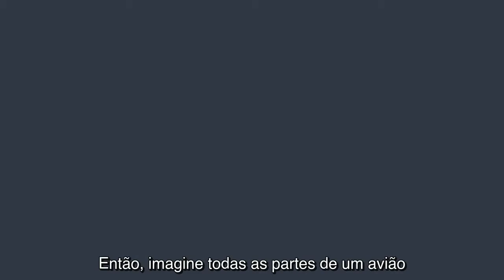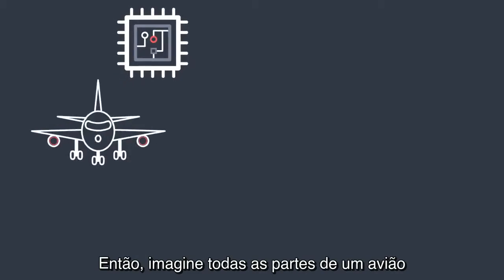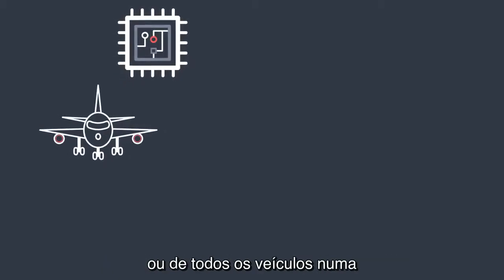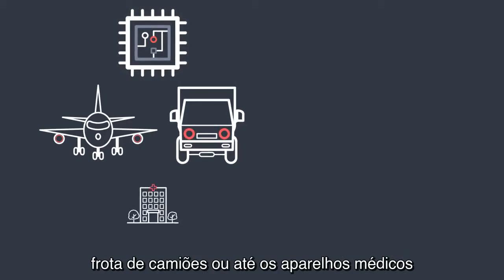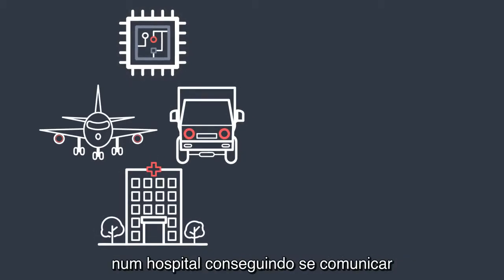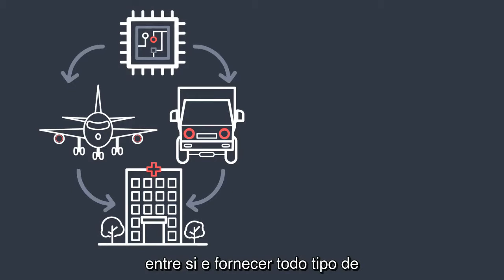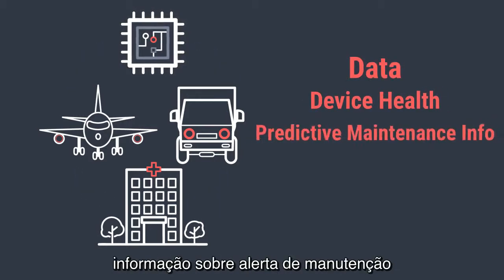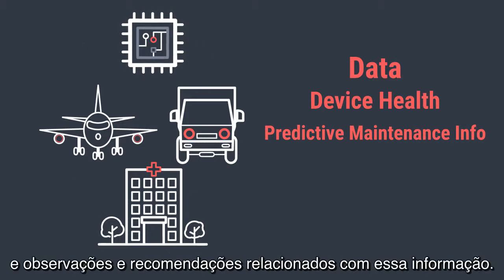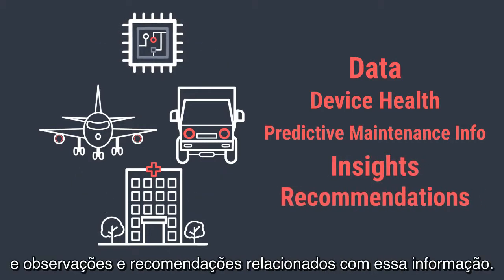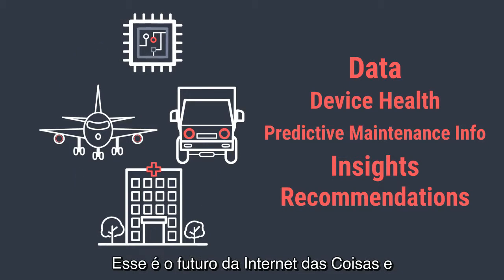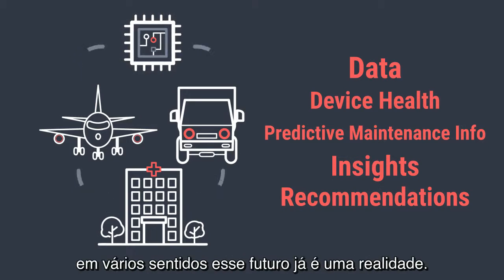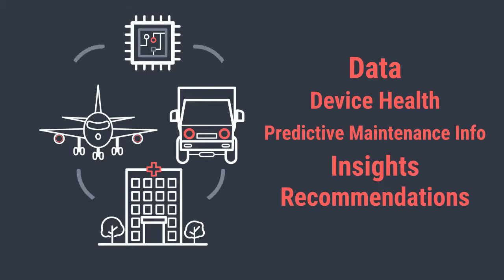So imagine all of the components of an airplane, or all of the vehicles in a fleet of trucks, or the medical devices in a hospital being able to communicate with one another and provide all sorts of data, device health information, predictive maintenance information, and insights and recommendations related to that information. That is where IoT is going. And in many ways, the future is already here.